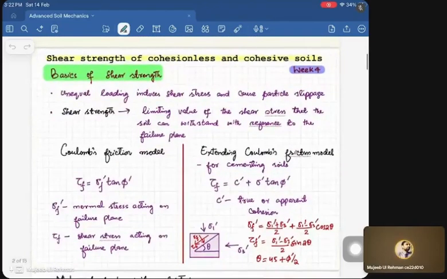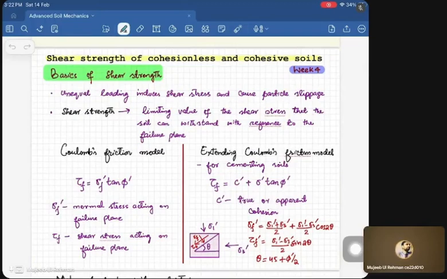We'll start with some basics: shear strength of cohesionless and cohesive soils, which is the topic that was taught in week 4. In this week, the professor started with the basics of shear strength. So what is shear strength?